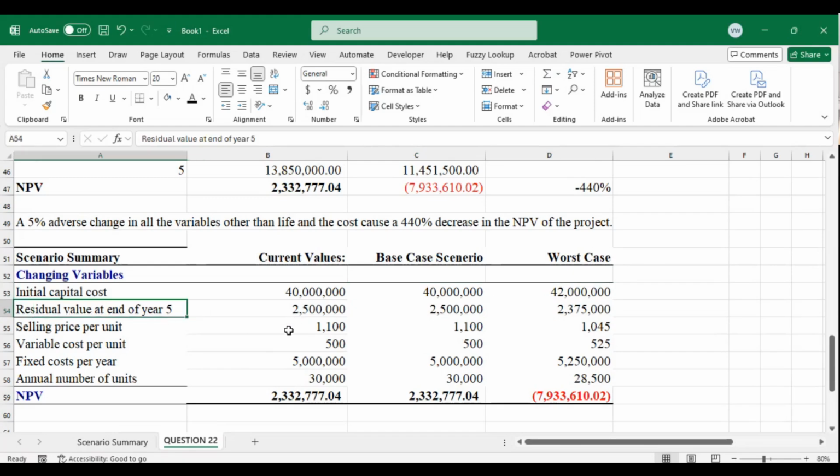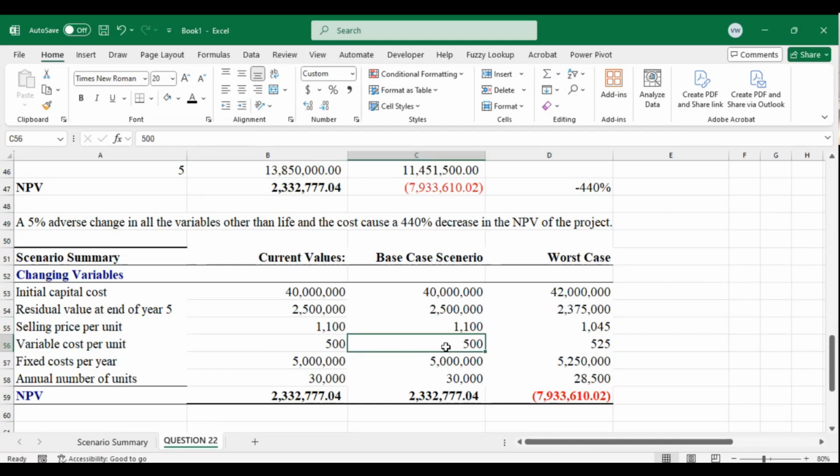The residual value at year 5 in the best case scenario was 2.5. A 5% adverse change reduced it to 2.3, which is very consistent. The selling price was 11,000. A 5% adverse change reduced it to, in this case, I mean 11,100. The worst case scenario reduced it to 1045.